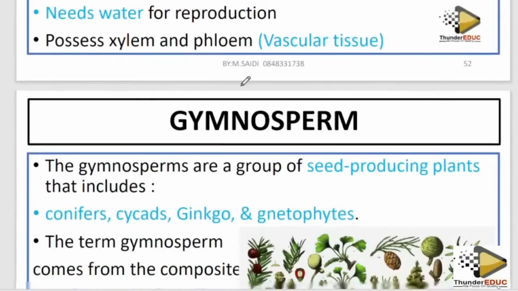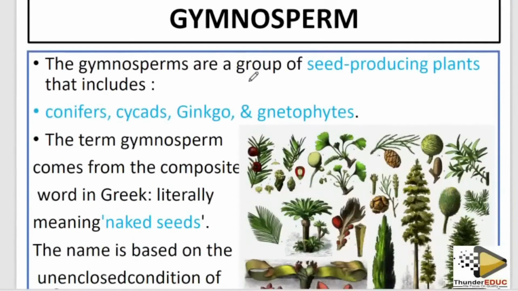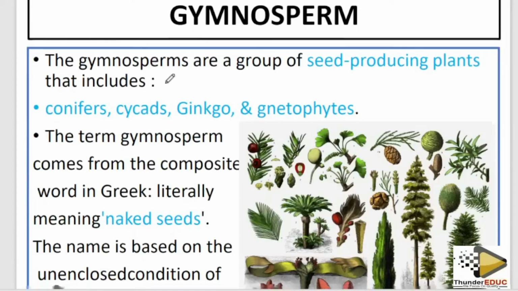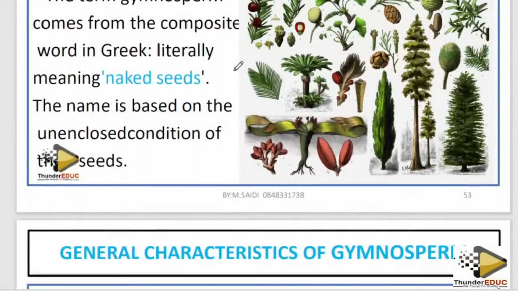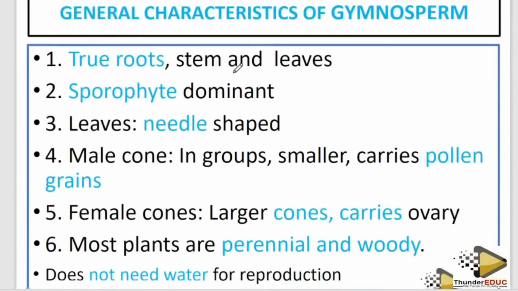And then when you go to the gymnosperms, we call them naked seeds. These ones produce seeds, but the seeds are not enclosed in a fruit. For example, the coconut you are eating is an example of a gymnosperm. I've already made different videos concerning gymnosperms and bryophytes. So just go to Thunder Educ or Saidi channel, then you'll be able to find them. We have to smash the grade 11 paper.